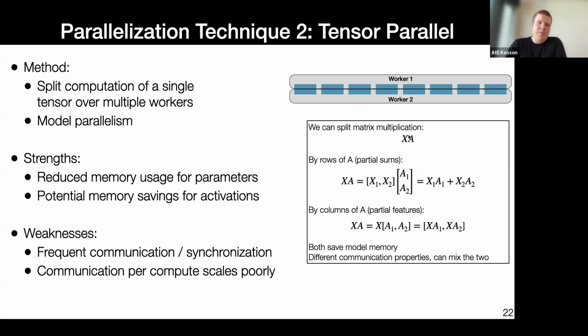So if we multiply the matrix X by matrix A like this, we can get the same result by splitting A into different rows and viewing it as a sum of 2 partial matrix multiplications. So if we want to do this here, one GPU would get the upper half of A and the other one would get the lower half of A. They are going to process different chunks of the inputs as well.